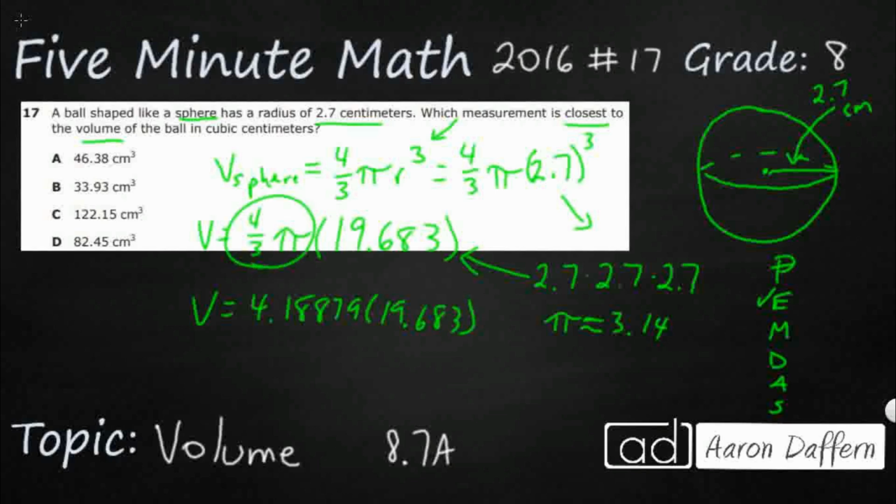19.683. So I just took these two, did it down here. All I got to do is multiply those two. And if you put that all together, you're going to get 82.4479576. Goes on and on and on. We just need the first 2 digits. That 7 makes that go up here. So we're going to make that 82.45.